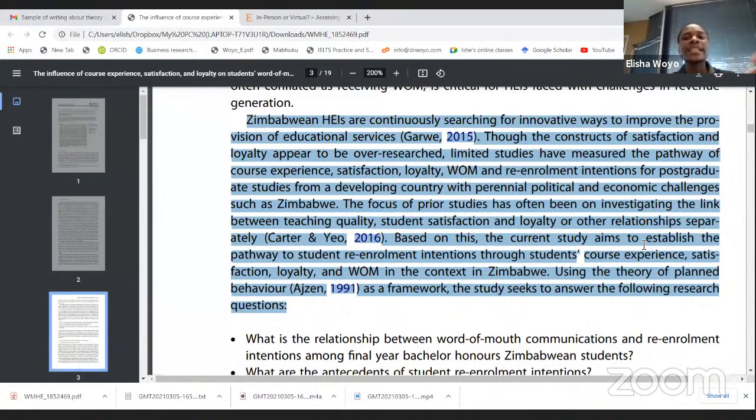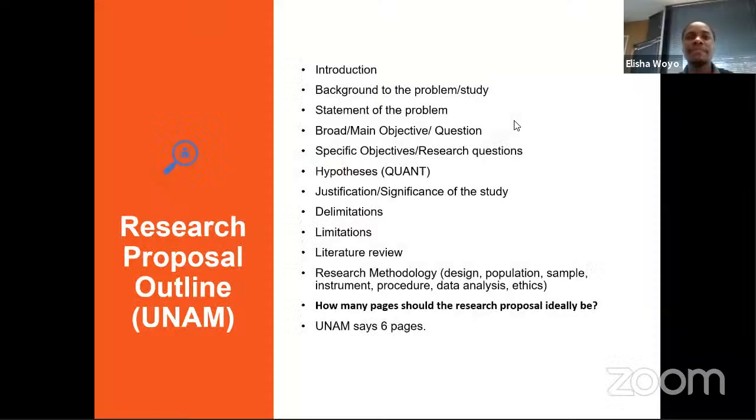So this current study aims to establish the pathway to student re-enrollment intentions through student course experience, satisfaction, loyalty, and WOM in the context of Zimbabwe, using the theory of planned behavior as a framework. We seek to answer all those kinds of questions. Is that clear? Okay, so that is what should constitute a background of the study.